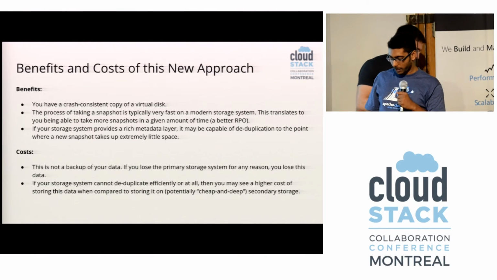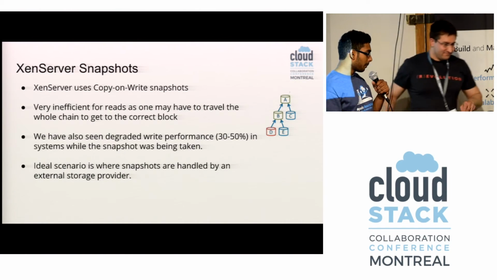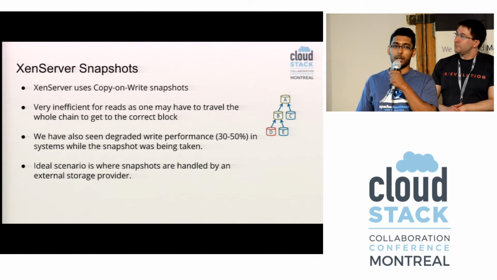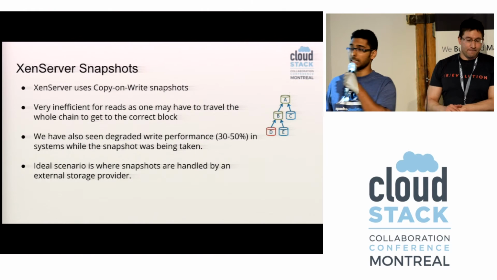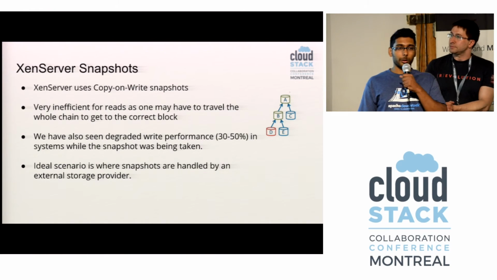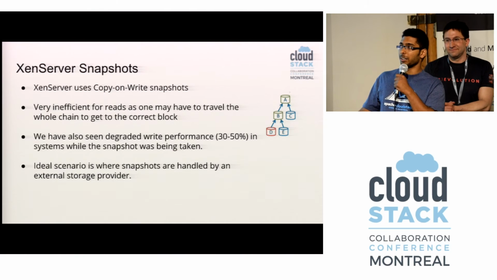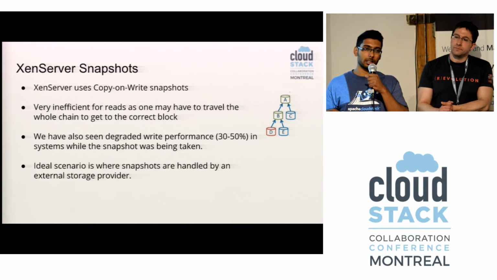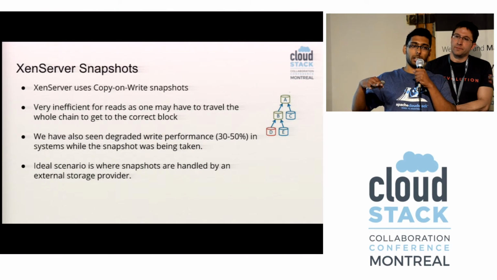Thanks, Mike. Okay, so I'm going to start with XenServer Snapshot. This is how traditional snapshots are working right now in CloudStack and XenServer, and why this is a bad idea. XenServer uses something called a copy on write snapshot. What that means is when you take a snapshot of your virtual disk, a layer gets added on top of your current disk, and that acts as a copy on write layer.